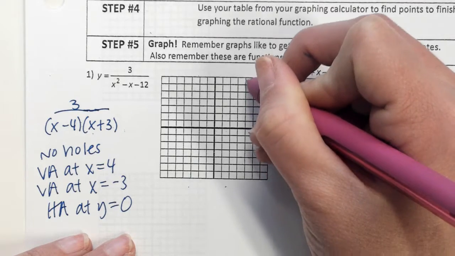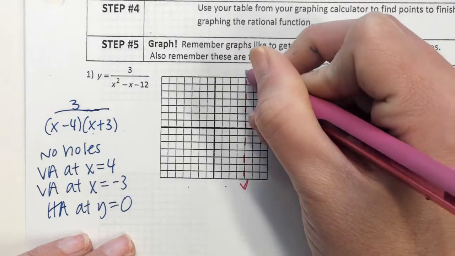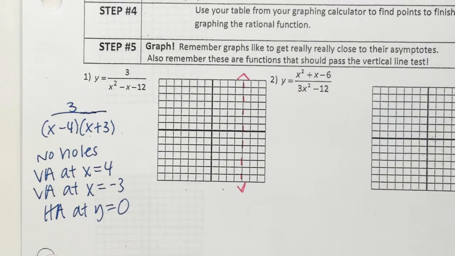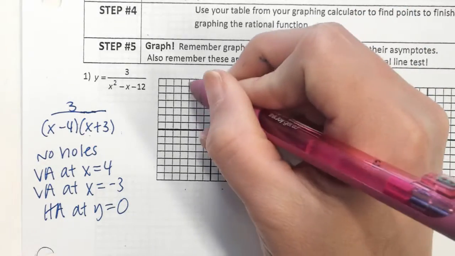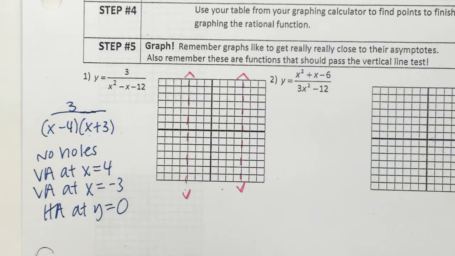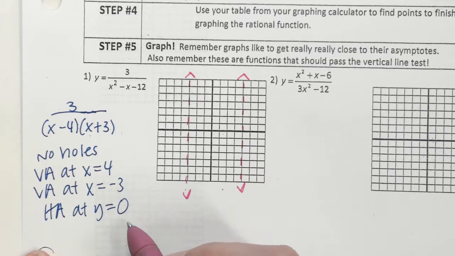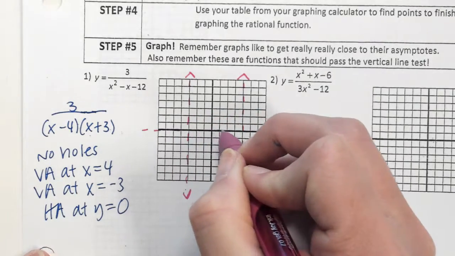Now don't draw an actual line. I just want you to draw a dotted line. Dotted vertical line. Because on your graphing calculator, they won't show vertical asymptotes. We're just drawing a dotted line so we know where they are when we graph them. And then go ahead and draw one at negative 3. 1, 2, 3. Alright, HA means there's a horizontal line at y equals 0. That's going to be my what? X-axis. Good.